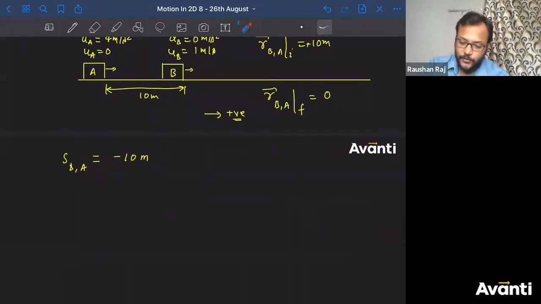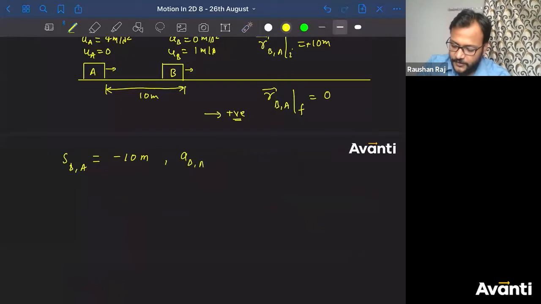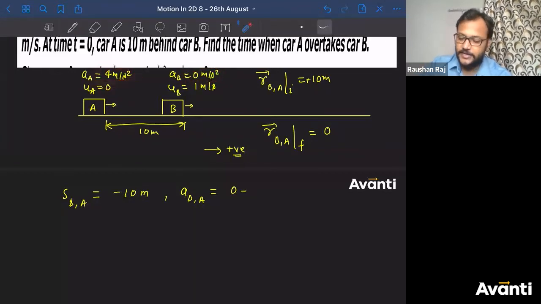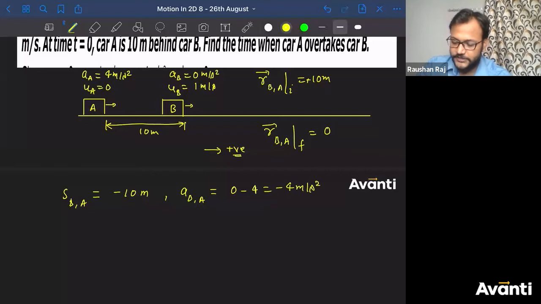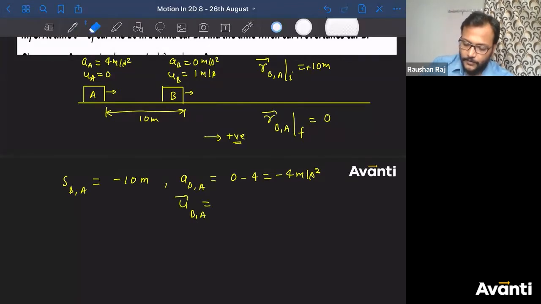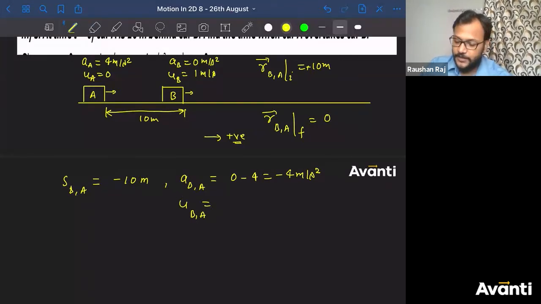So now let us find out the acceleration of B with respect to A. Tell me, guys, what is the acceleration of B with respect to A? The acceleration of B is 0 minus the acceleration of A, that is 4 meter per second square, towards right or towards left? Towards right. Right has been considered positive. So 4, so minus 4 meter per second square. What is the initial velocity of B with respect to A? The initial velocity of B is 1 towards right, so we write 1, minus the initial velocity of A, which is 0. So plus 1 meter per second.